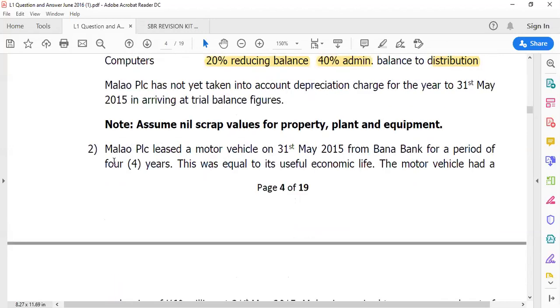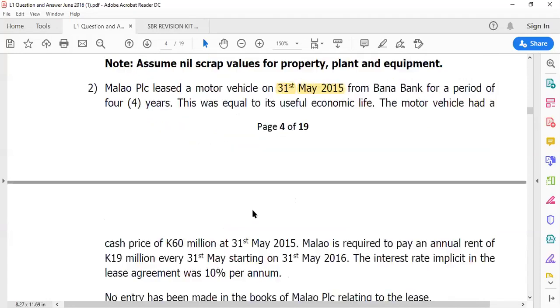Note number 2 says, Malawi PLC leased a motor vehicle on 31st May 2015. You see, there's a reason why I emphasize that if you can't see dates in financial reporting, you should not write the exam, because you waste money. Dates are important because they help you to see what is actually happening. So this one, we are going to work it out right here.